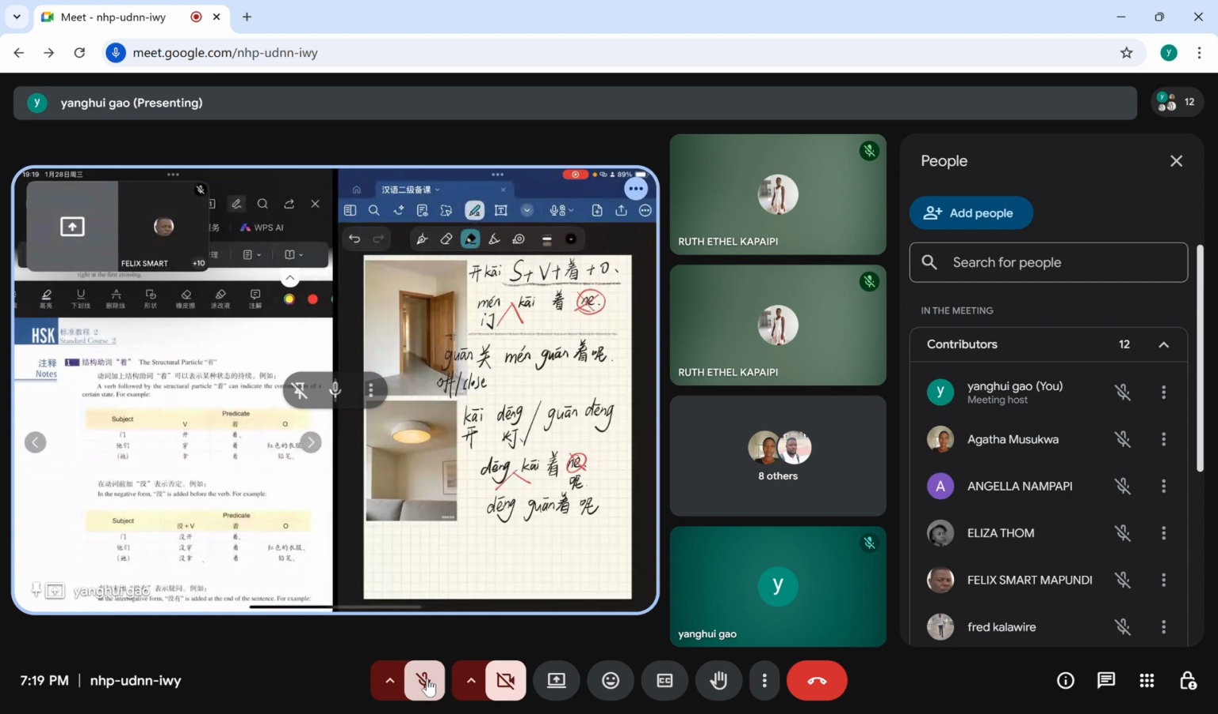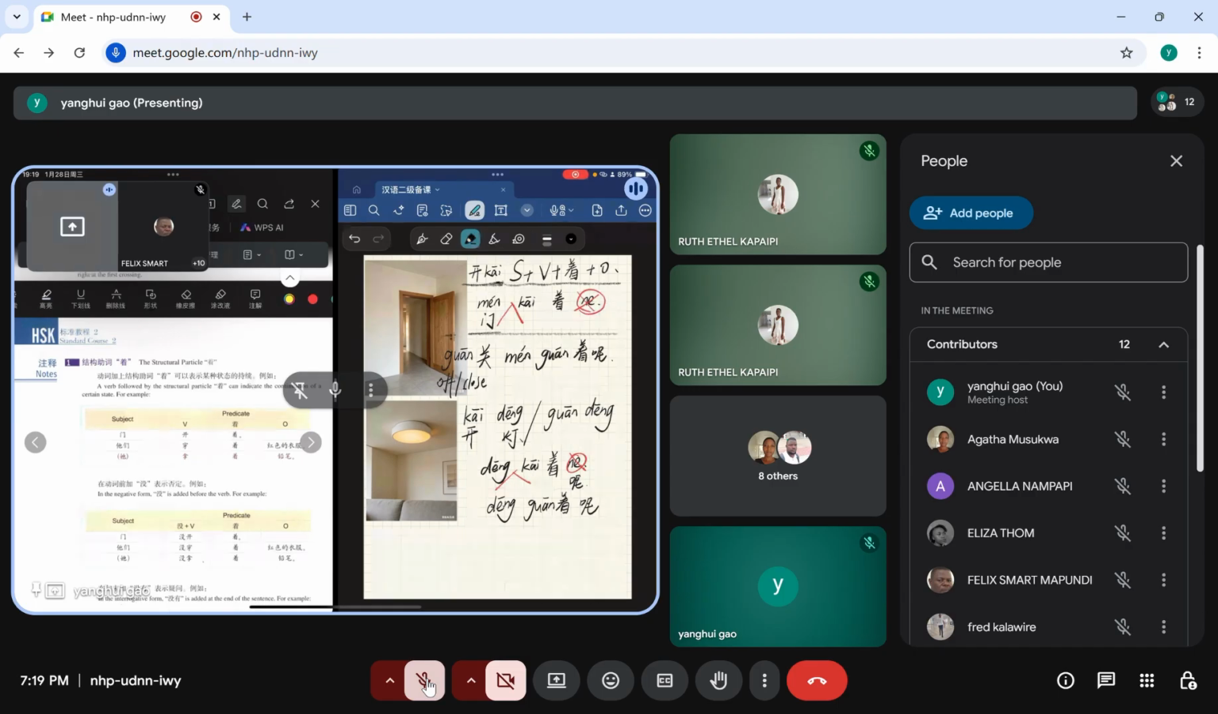So open is 开, and the 门 is door. So the door is open. We say 门开着呢. So we use 着 to describe this state. Okay, so the first one is the door is open, right?